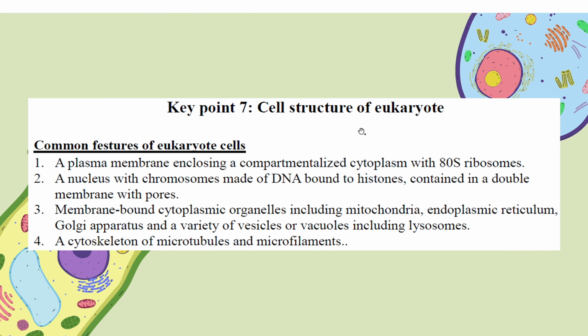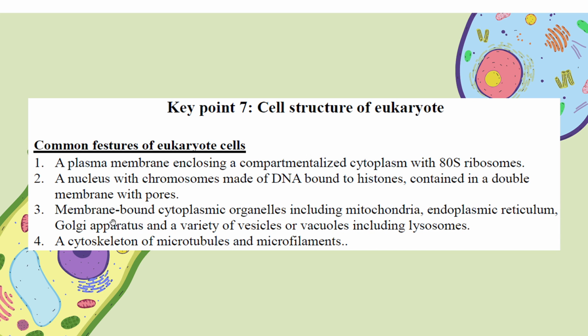Cell structure of a eukaryote. Common features of the eukaryotic cell: a plasma membrane enclosing compartmentalized cytoplasm, and it uses an 80S ribosome. And there's a nucleus with chromosomes made of DNA, and DNA is bound by histone. Remember the histone core with the DNA around it. And the double membrane is very important, double membrane and pores. We have a theory on it.